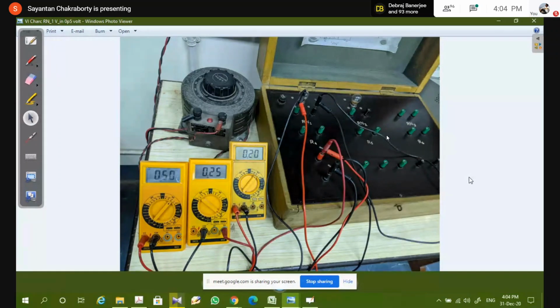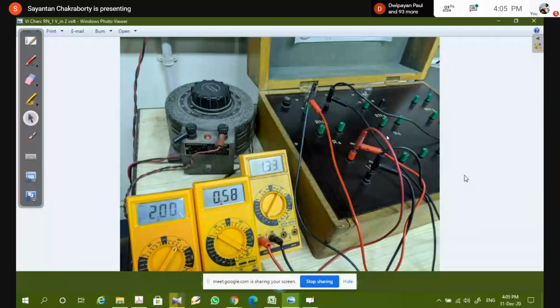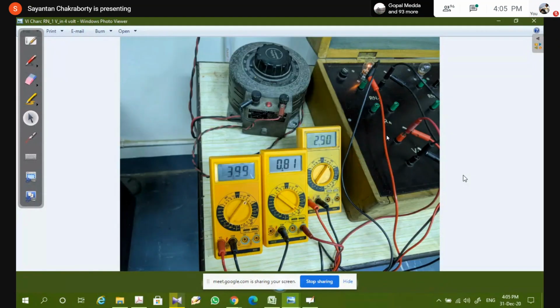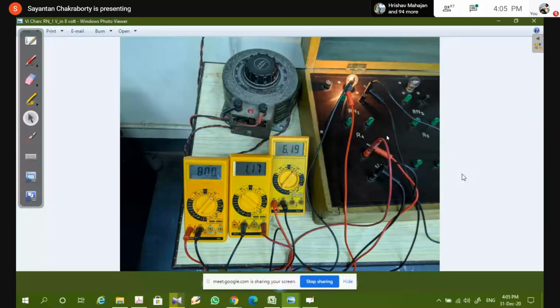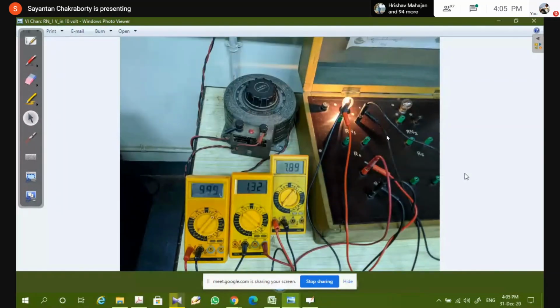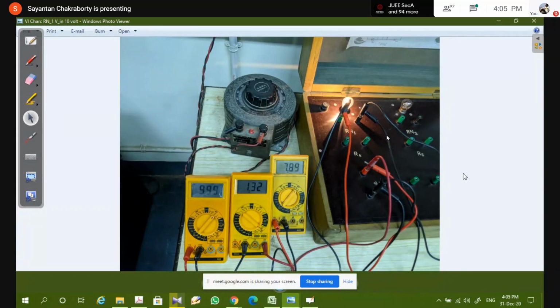and then what we will do, we will increase the input voltage to 1 volt, and in this way we'll keep on taking note of the current values. Okay, 2 volts, 4 volts, 6 volts, 8 volts. I have a table prepared for this. Okay, 10 volts.